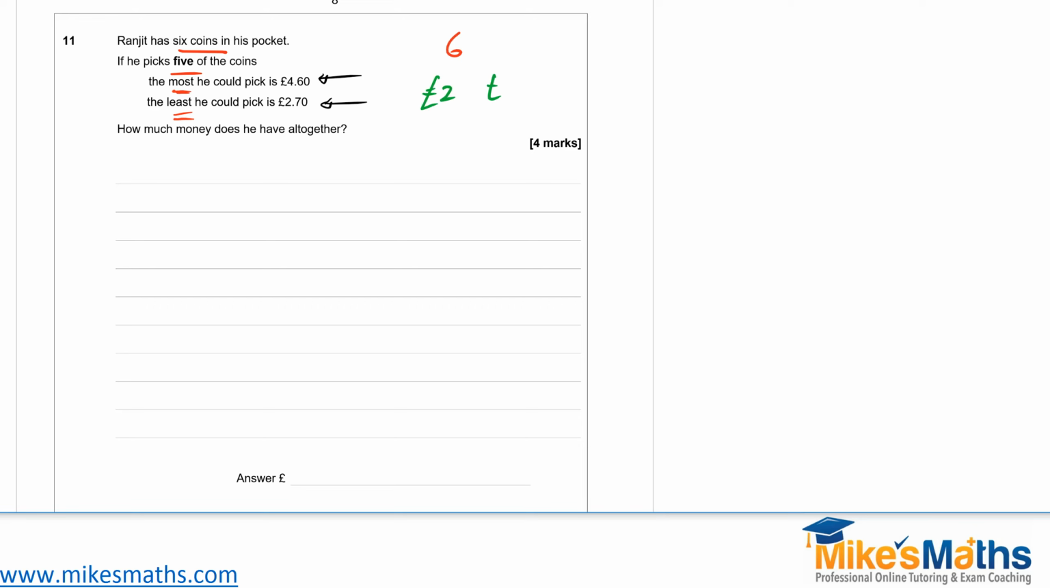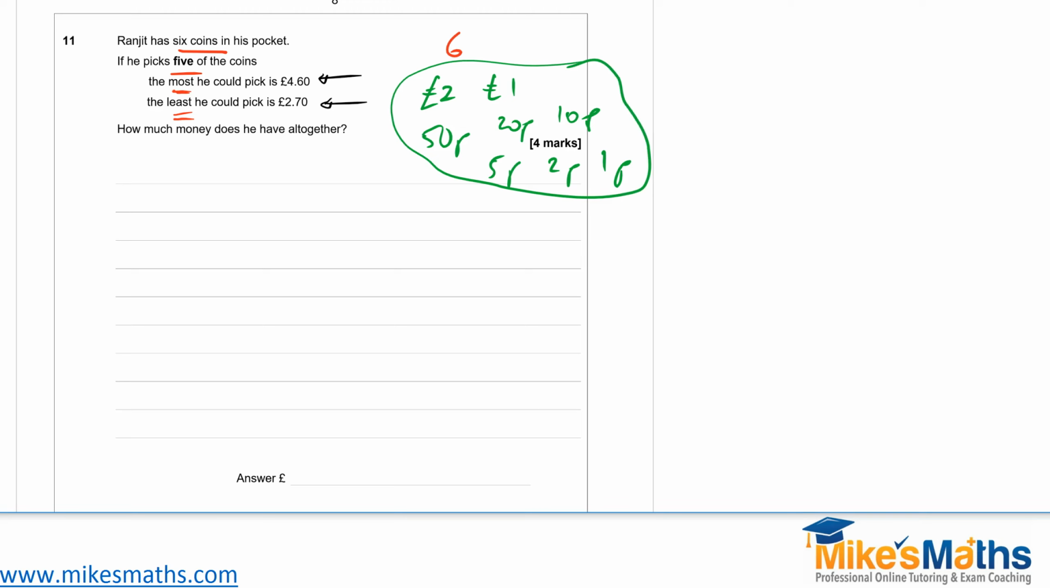Well, he could have a £2 coin, £1 coin, 50p, 20p, 10p, 5p, 2p, 1p. That's starting to make it real because we're starting to think of this as a practical problem, aren't we? Those are the coins that he could have. We know he's got 6 of them. So let's say he's got coin 1, 2, 3, 4, 5, and 6. Let's think about this sentence here. The most he could pick is £4.60 from 5. He's choosing 5 coins. So let's say he chooses those 5 coins. The most he could pick is £4.60.